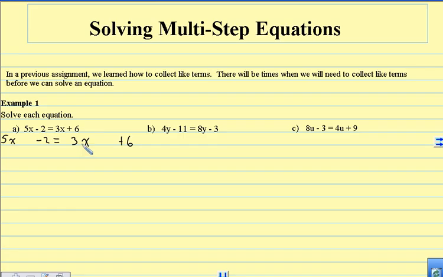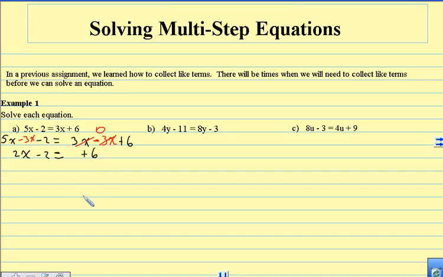So how do I get rid of the 3x here? Well, I can simply subtract 3x, because 3x minus 3x becomes 0. But what I do to one side, I have to do to the other. So if I subtract 3x on the right side, I have to subtract 3x on the left side to keep the equation balanced. Now I'm going to rewrite these together. 5x minus 3x is simply 2x. And then I have minus 2 equals, and now these are gone, so I'm just left with plus 6 on the right.